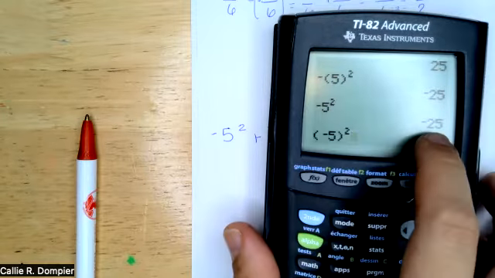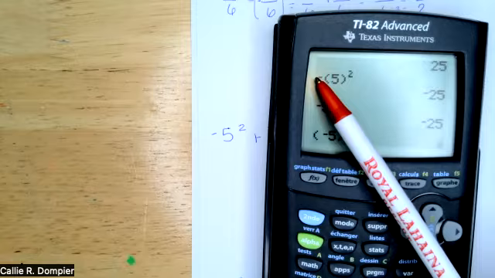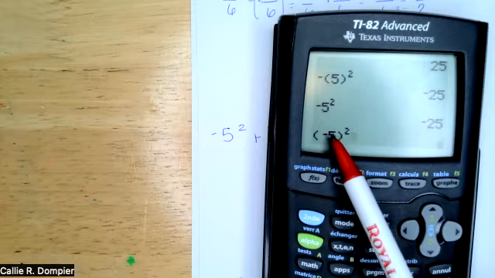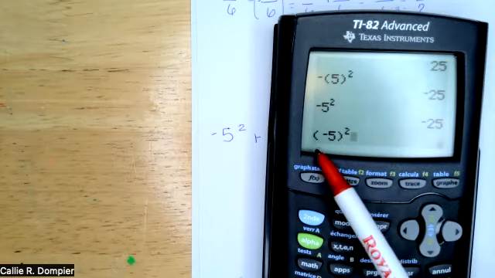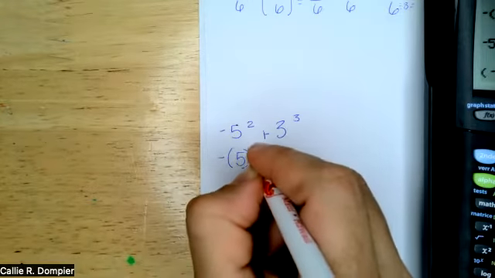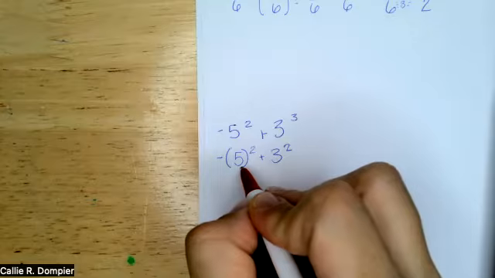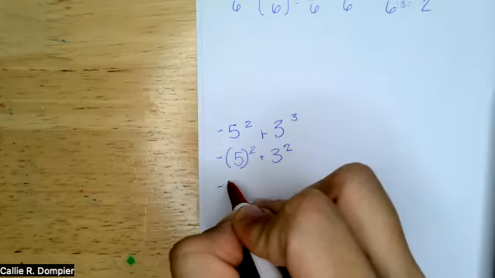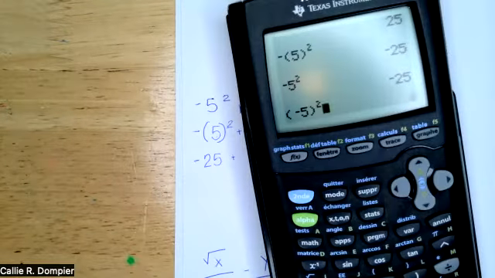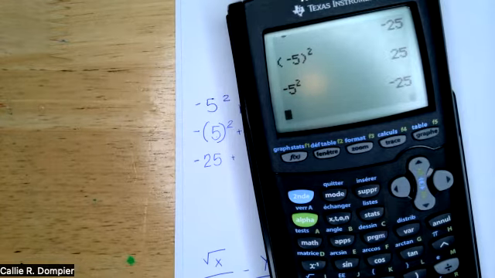-5² is -25, and that is because that 2 only pertains to what is closest to it. The negative is its own separate thing. Those are actually two different parts, right? If you want to raise -5 to the 2 and make it positive, it needs to have parentheses. Without parentheses, that is just negative, and the 2 only relates to the 5. So negative 5 squared is a negative 25. If I had parentheses, then it would be a positive, but because there's no parentheses, it's a negative. You take the 5, you square it, and then you apply the negative.